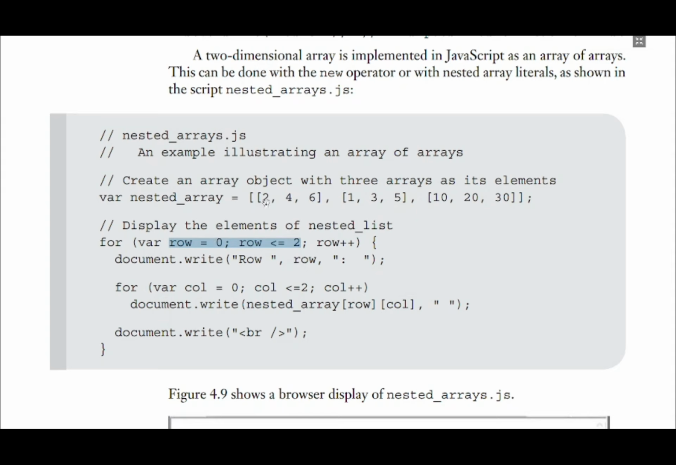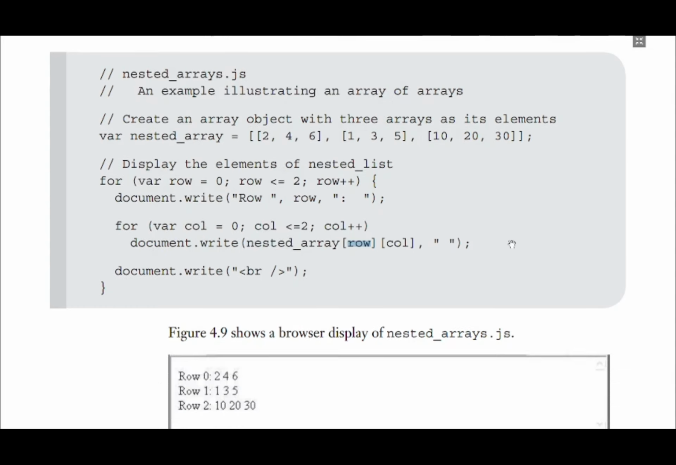Now for index 0, we have to print the individual elements. Here nested array of 0 will hold the first row. Then if I vary the column across 0 to 2, I will get the individual elements of this array, and that is printed. Just like that it is iterated 3 times, so I will be able to print the 3 rows. That is displayed over here.